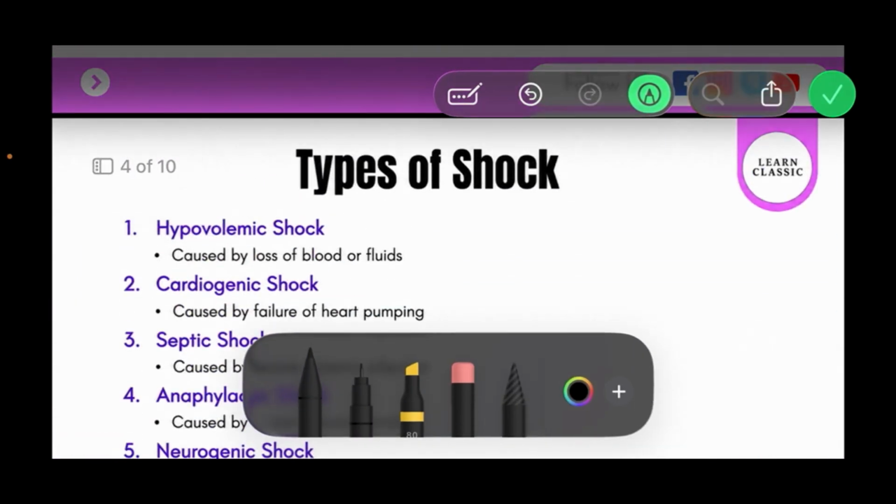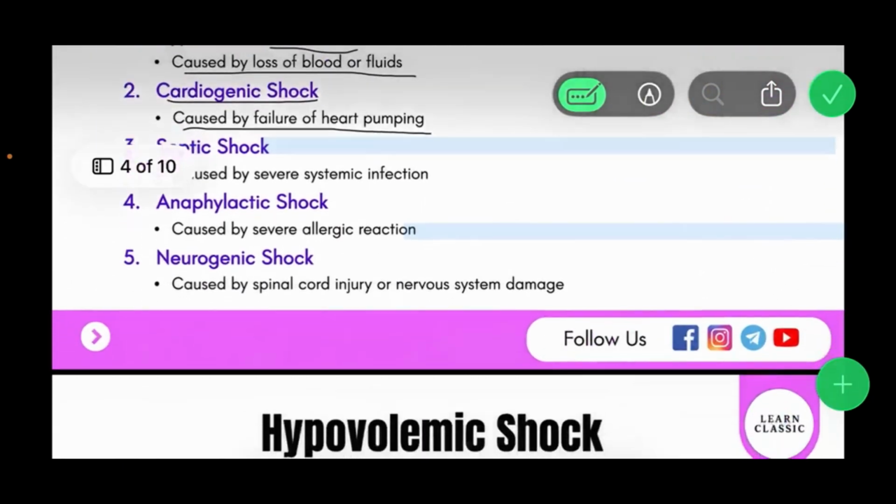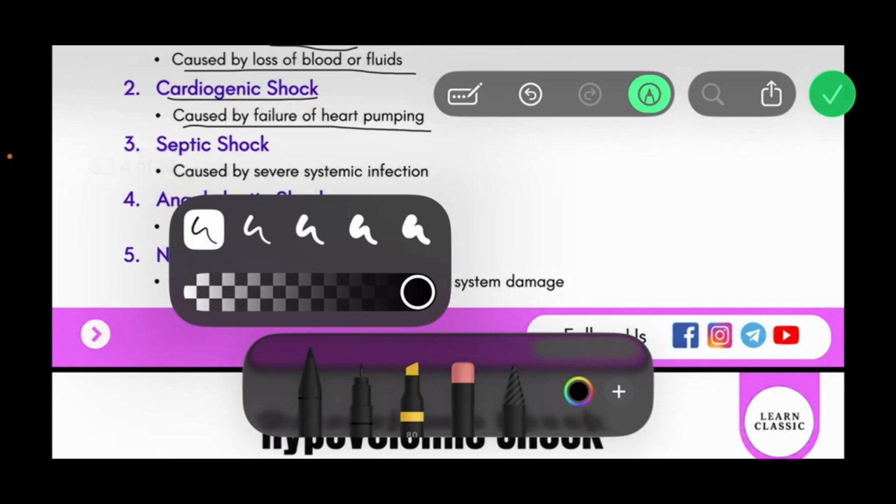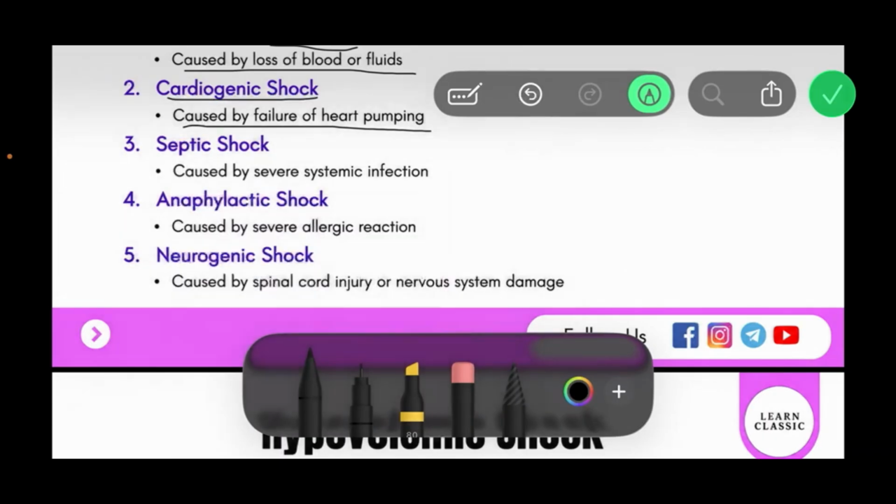So let's revise. Hypovolemic shock is caused by the loss of blood or fluids. Cardiogenic shock is caused by failure of the heart's pumping. Then coming to septic shock, which is caused by severe systemic infection. Anaphylactic shock is caused by a severe allergic reaction. And neurogenic shock is caused by spinal cord injury or nervous system damage.